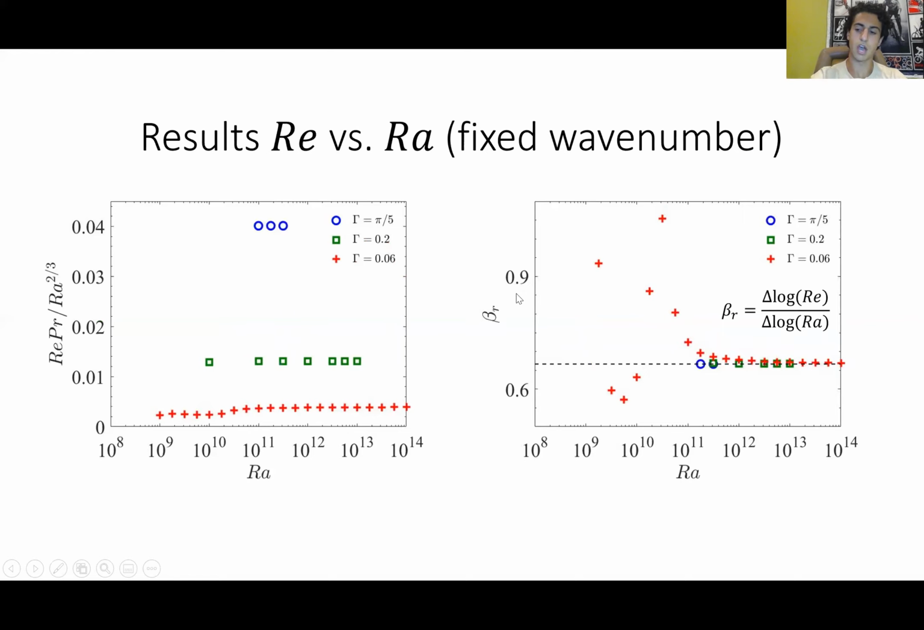So how does the Reynolds number scale with the Rayleigh number for the fixed wave number case? As we can see, it approaches a constant extremely consistently, much quicker than in the Nusselt data. The local exponent seems to go as Rayleigh to the 2/3, as can be seen here, and the local exponent converges to this dashed line denoted by 2/3.